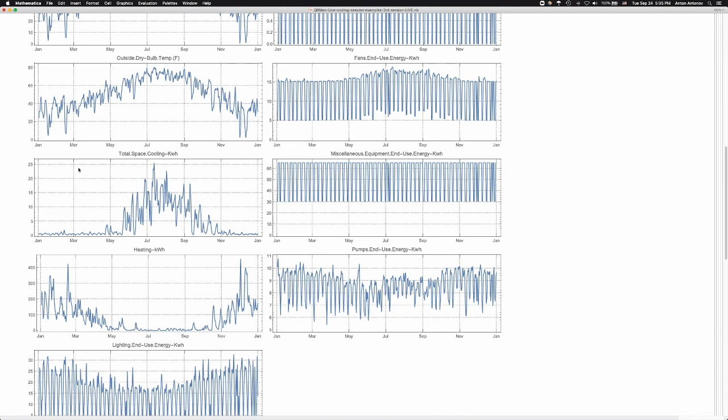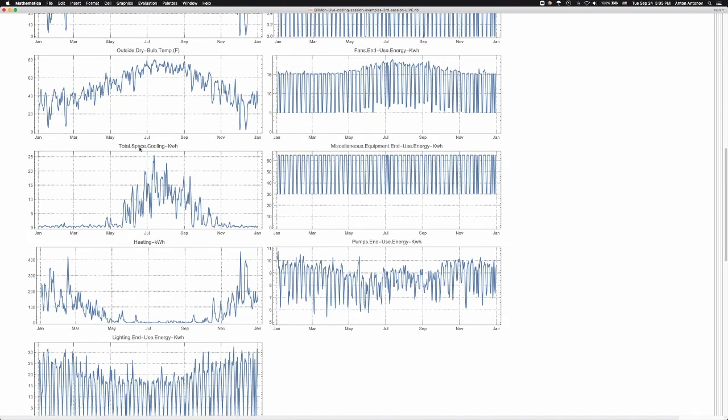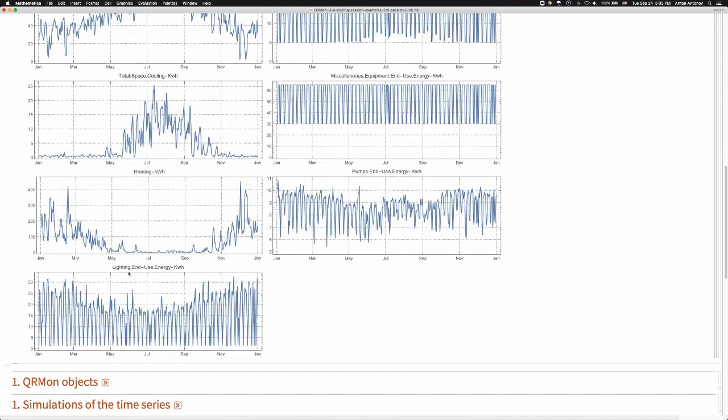The other thing we can see, obviously, is that when the temperature increases, the energy spent on cooling increases. Another thing we see is how the lights have these dips, ups and downs.